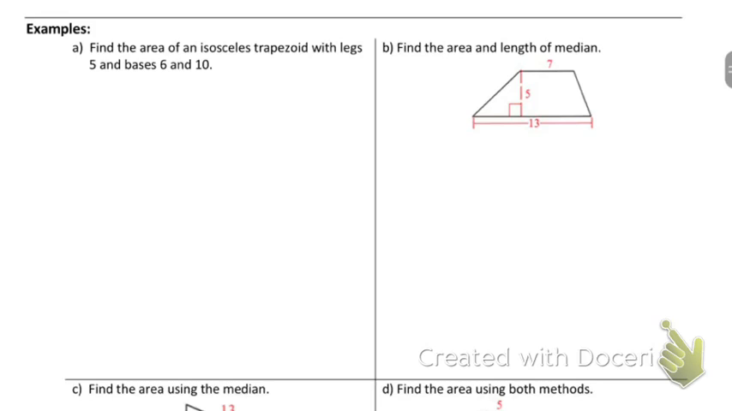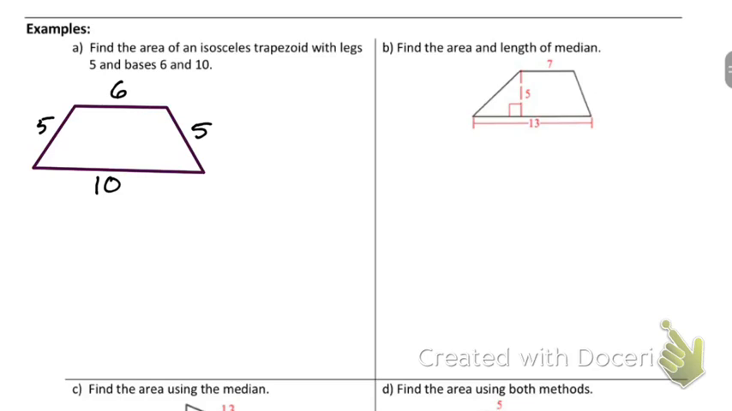It says find the area of an isosceles trapezoid with legs 5 and bases 6 and 10. So let's do that drawing. So it's an isosceles trapezoid. My legs are 5, so that would be these, 5, 5. My bases are 6 and 10. I'm going to pick the shorter one to be 6 and that one to be 10. In order to find the area of this, I need to have both bases. I got them. I got 6 and 10.